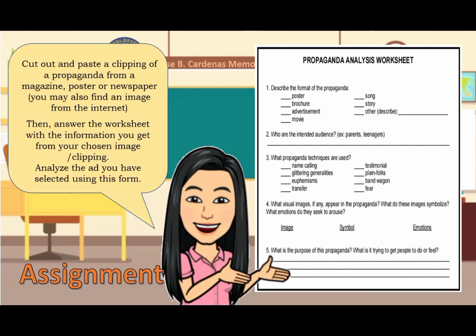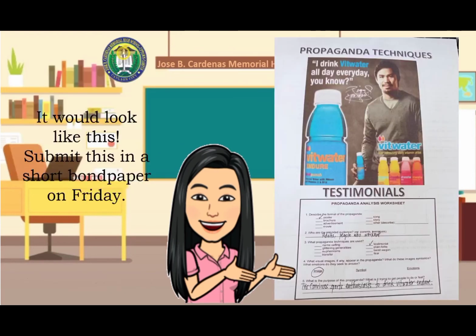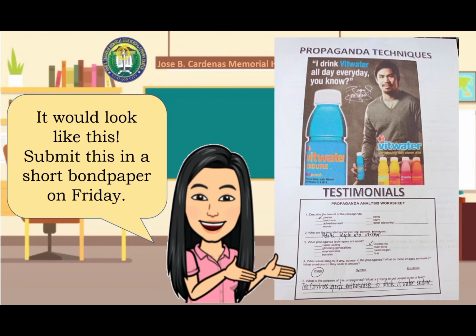Assignment. Cut out and paste a clipping of a propaganda from a magazine, poster, or newspaper. You may also find an image from the internet. Then, answer the worksheet with the information you get from your chosen image or clipping. Analyze the ad you have selected using this form. It would look like this. Submit this in a short bond paper on Friday. You can also find this worksheet in your modules.